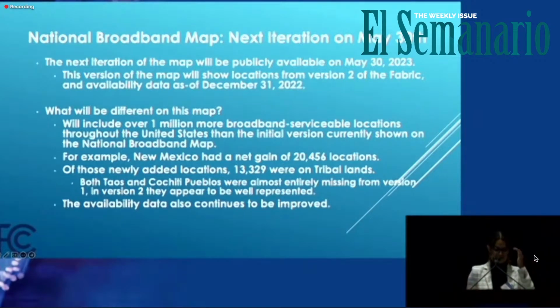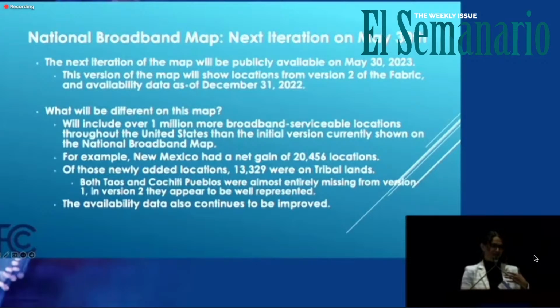Across the United States and territories, there's about 1 million more broadband serviceable locations on this map, which is a huge improvement. Now, I should say, every state and every territory has both gained locations and lost locations, and both are important to improving the accuracy, right? So if we have locations that we didn't capture, maybe it's new construction, maybe our underlying data sets were outdated, so we didn't capture them the first time. We want to make sure those are added.